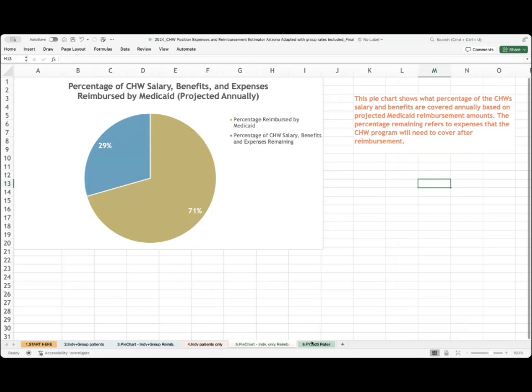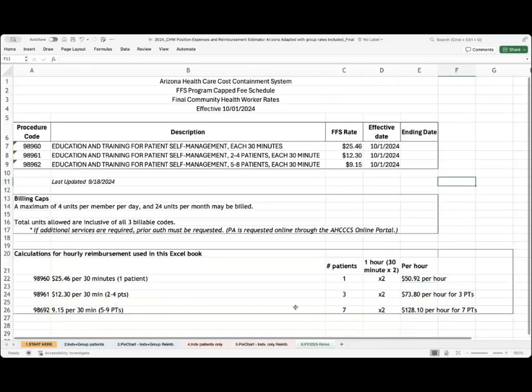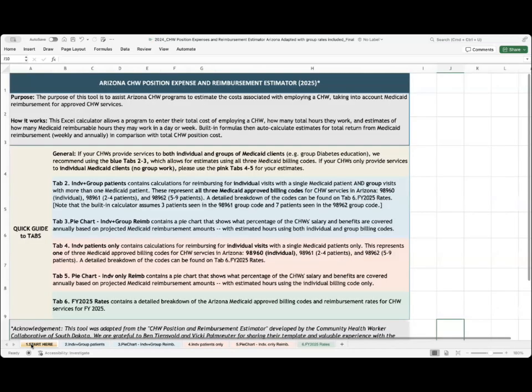And then, like I said, tab 6 explains the rates. So here's our start tab to go back to. This is where you'd start when your program's deciding which tabs to use. And we hope this is helpful to you.